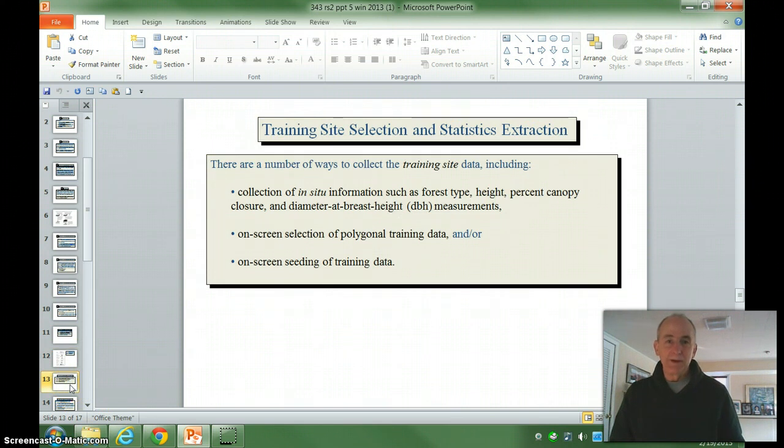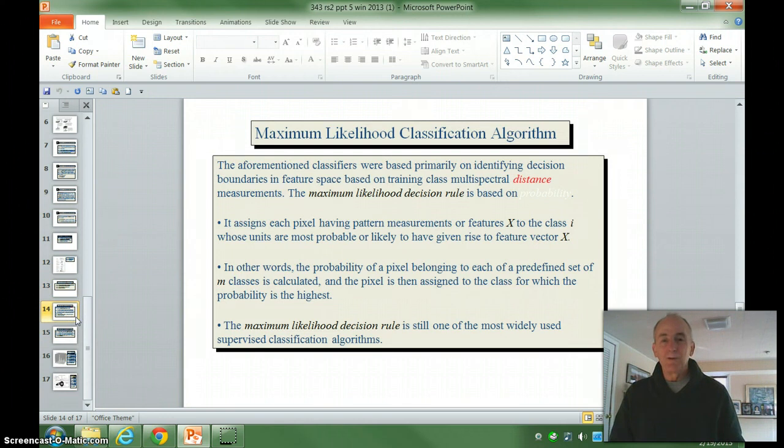Again, you have to be careful in collecting your training sites. It's probably best done in the field, although we do a lot. I mean, on-screen selection is very common, and that's one where you get most of the savings by not going to the field as much as you probably should. But again, we do need to go to the field occasionally. It's difficult to do it in this class because of the 10-week horizon that we work on.